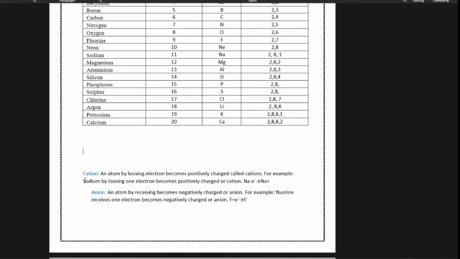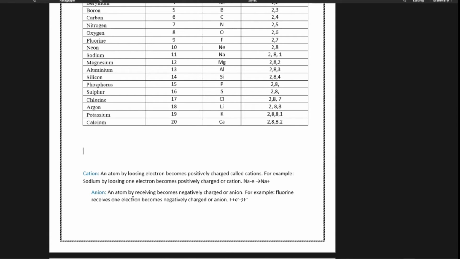An anion is the opposite of a cation; it is negatively charged. What is an ion? Ions are charged atoms. The charged elements are called ions. Ions are of two types, cation and anion.